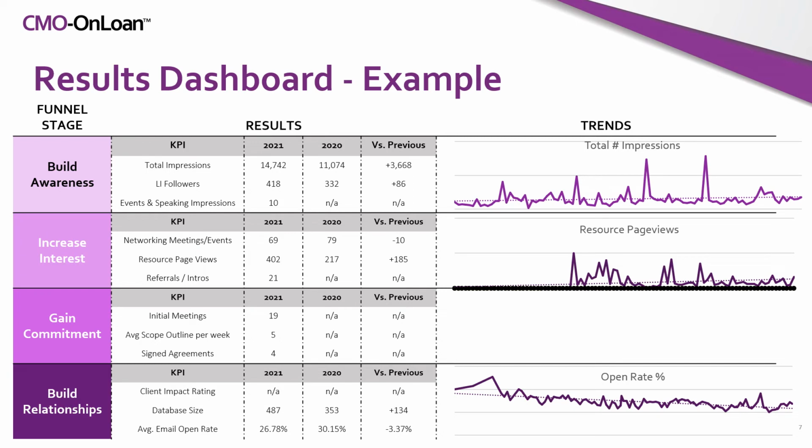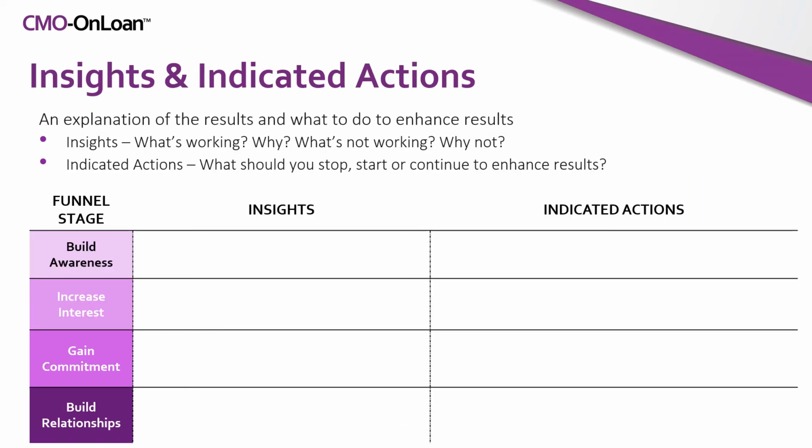Now, the really powerful thing is this next page, which is the insights and indicated actions. It's an explanation of those results and what you do to enhance them. So you look at those, you look at the KPI tracker, you look at the other data you've had. A lot of times we will do a special page. We do a lot of things in PowerPoint because we present a lot. So we'll do a page for every major marketing tactic. And that helps us really understand what the data is saying and what to do.